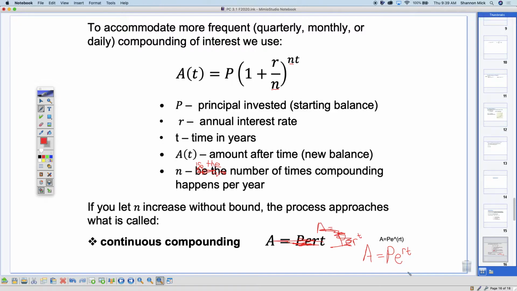So whatever our starting balance is, you take that times E. Don't put 2.7. You use whatever E is. You treat it like a number, but you use E.